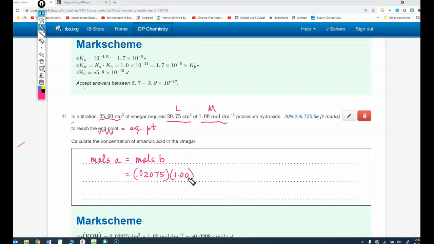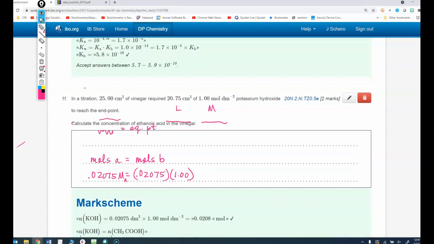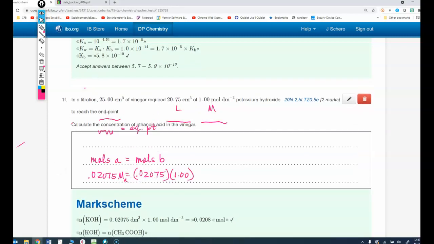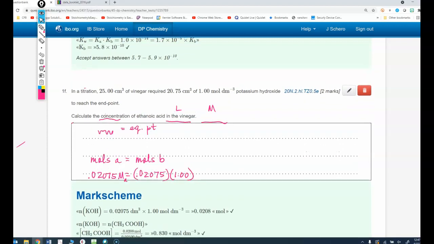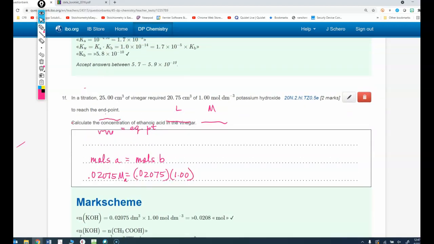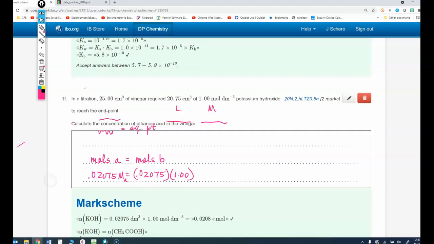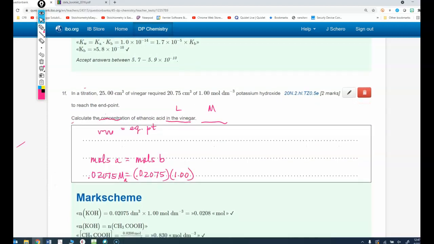So that means I have 0.02075 for the molarity of my acid. Okay, and that should be my answer. Let's take a look real quick: did we get it right? In fact, we did get it right, because molarity of acid equals molarity of base. So there's that.